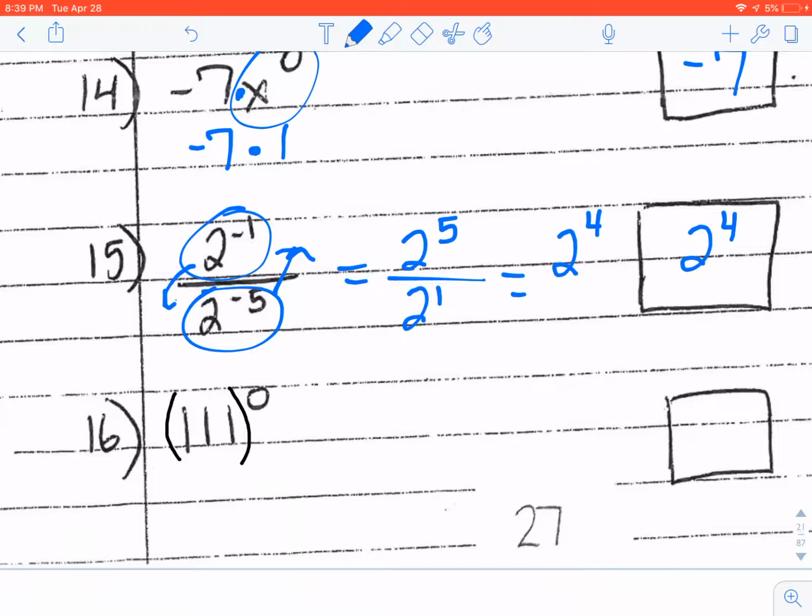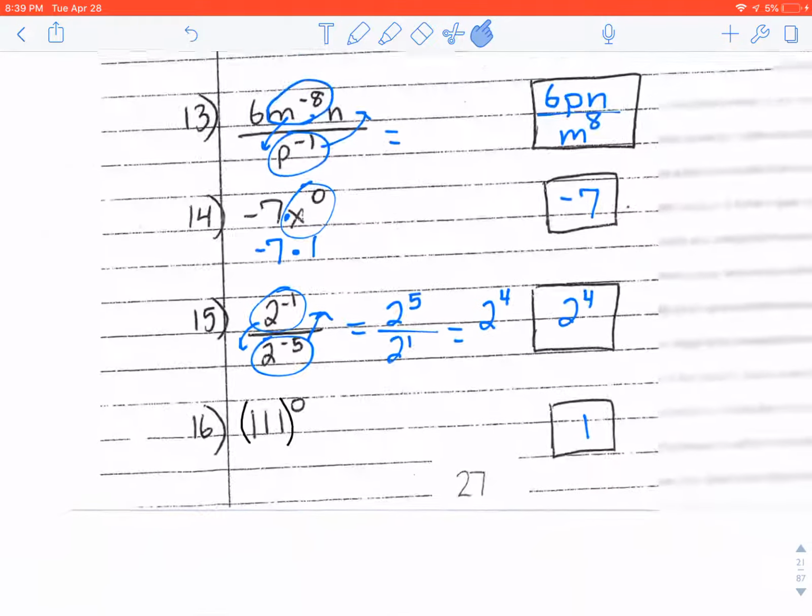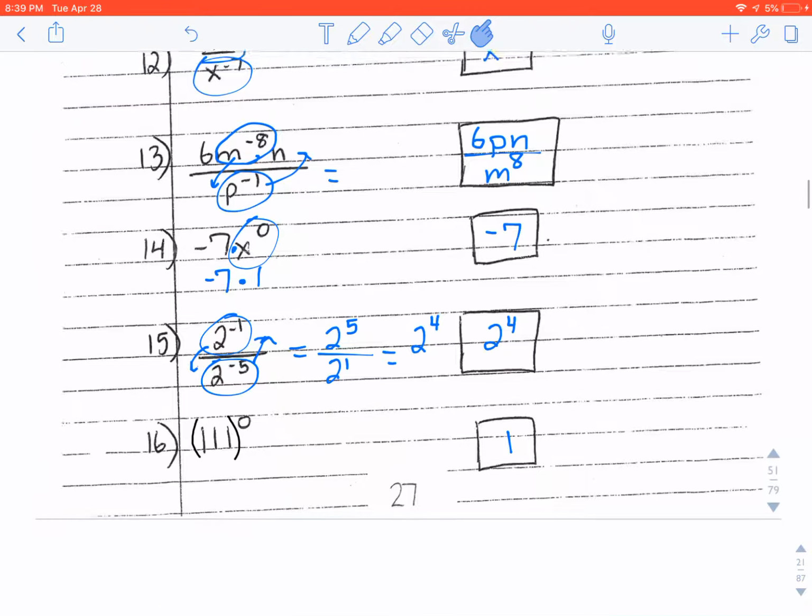Number 16, 111 raised to the 0 power. So that entire problem turns to 1. Okay, so that ends your assignment from last week.